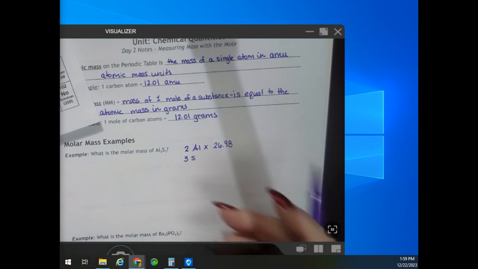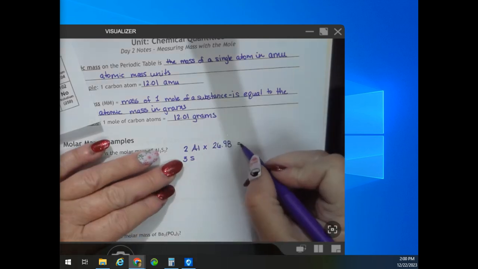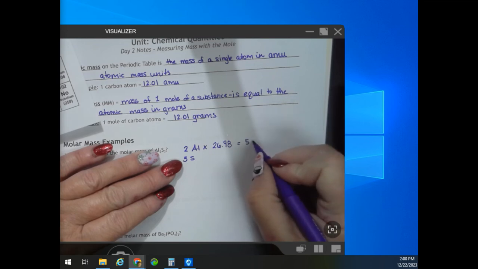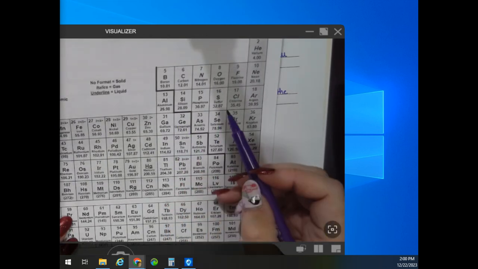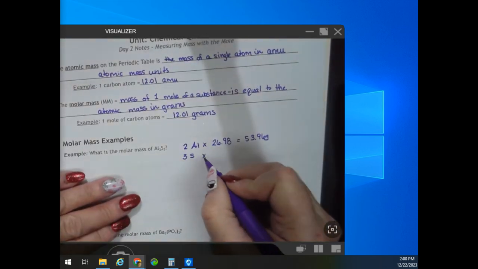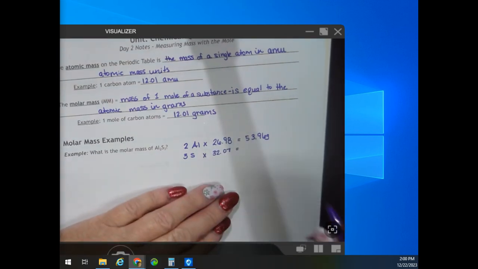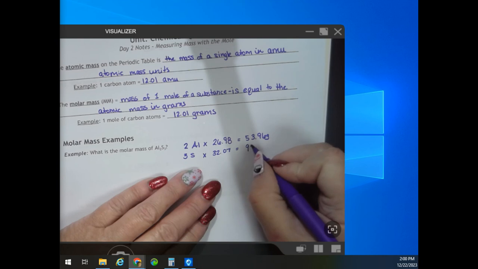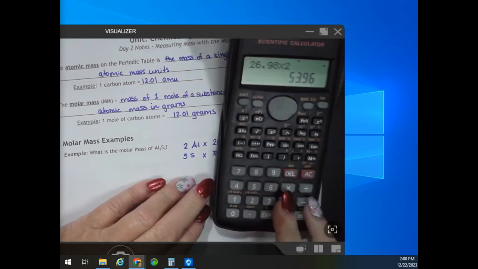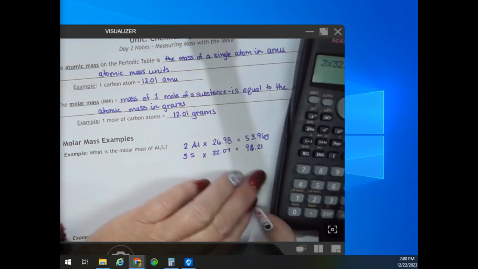So we're going to take that 26.98 and multiply it by 2 because we have 2 of those. So the mass of our aluminum is 53.96 grams. Then we have 3 sulfur atoms, 32.07. 32.07 times 3 is going to give us 96.21. Is that right? I should probably check my calculator. So 3 times 32.07, 96.21. Check it out, I can do math.